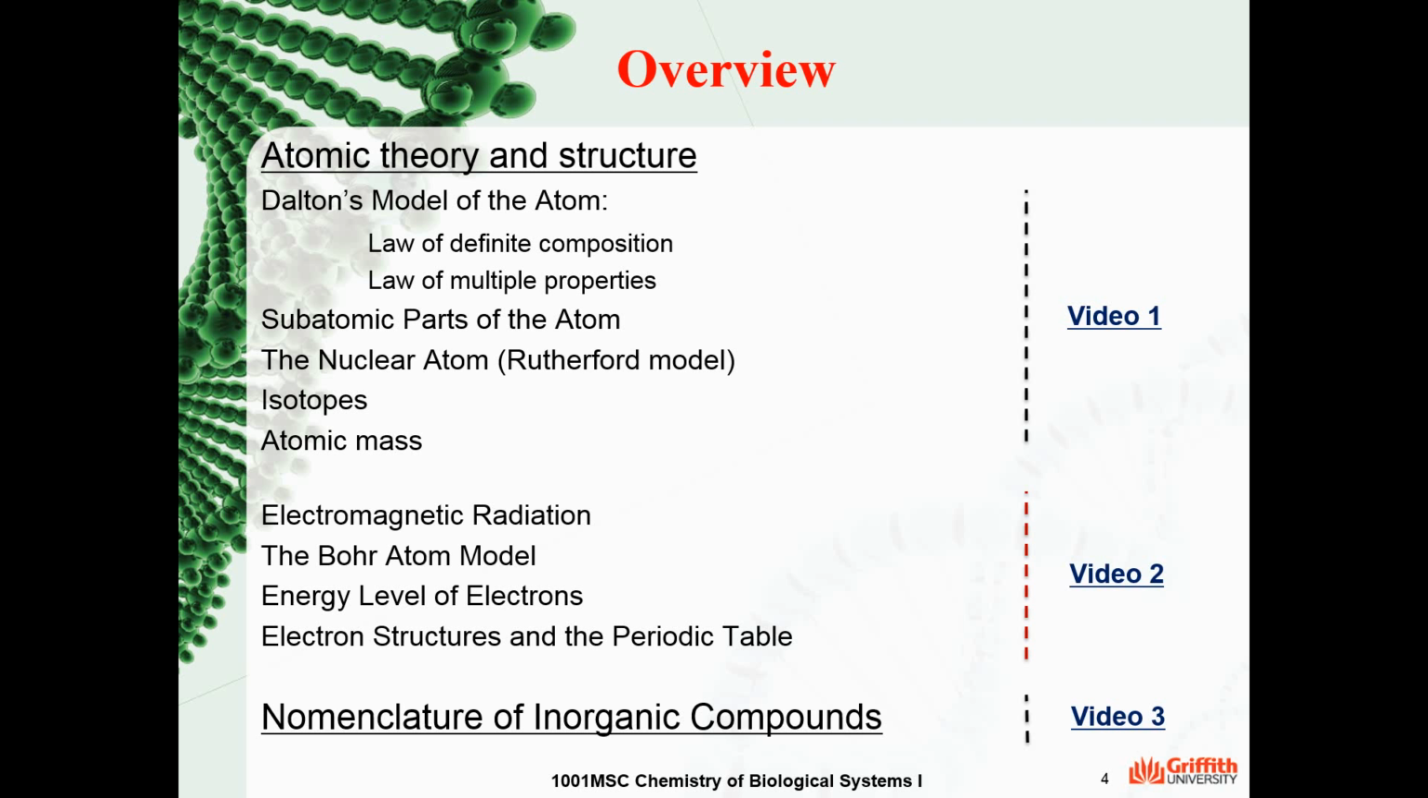The second video will mainly cover the energy related to the electrons. So we will start with the electromagnetic radiation concept, and then discuss the Bohr atom model, which will lead to the energy levels of electrons. Finally, we will discuss the relationship between electron structures and the periodic table. The third video will discuss the naming system for ionic and molecular compounds, or what we call nomenclature of inorganic compounds.